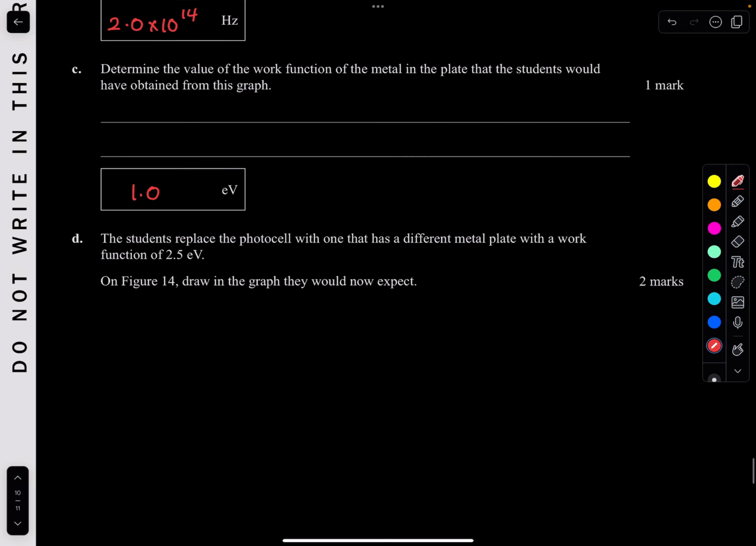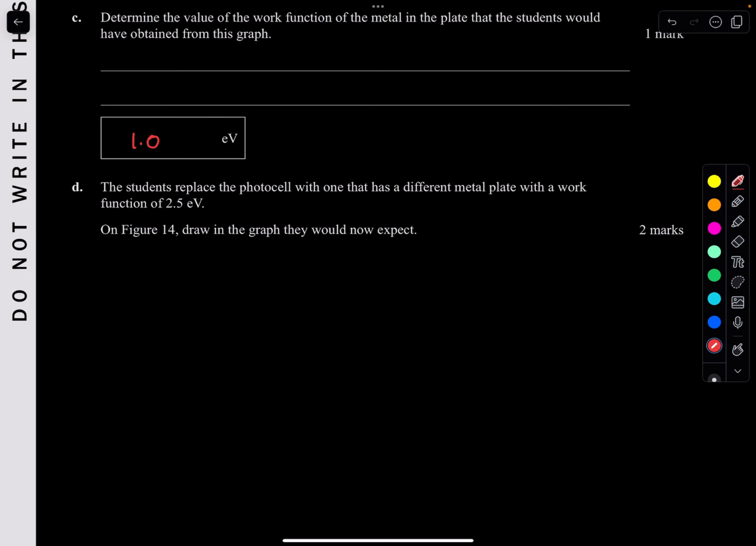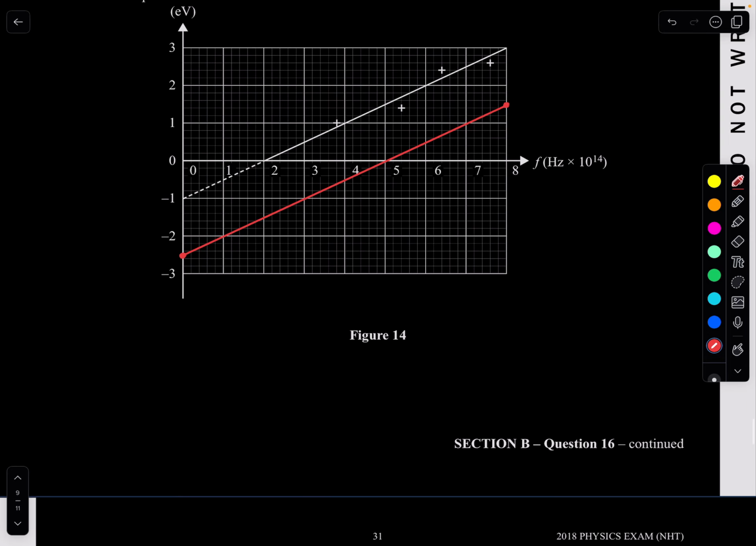Was that it? Did I say? Draw a graph that they would expect. Yes, so 2.5 electronvolts, that's the work function. Yep, so here's 2.5, and yeah, same gradient. Easy.